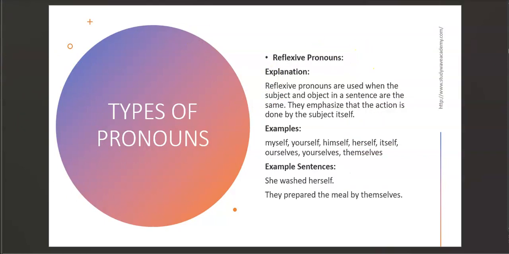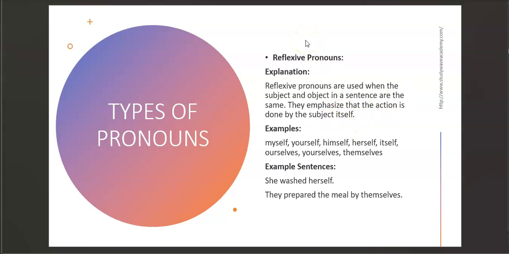There are very many types, and the other type is called reflexive pronouns. Now with these pronouns, they're used when the subject and the object in a sentence are the same. So the subject here and the object are the same. You're talking about the same person or the same thing. Okay, so when the subject and the pronoun are the same, we call them reflexive pronouns. So they emphasize that an action is done by a subject itself. So for example, even itself here, I've already used a reflexive pronoun.